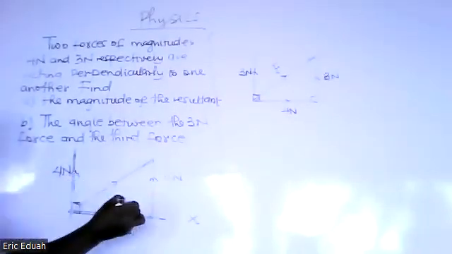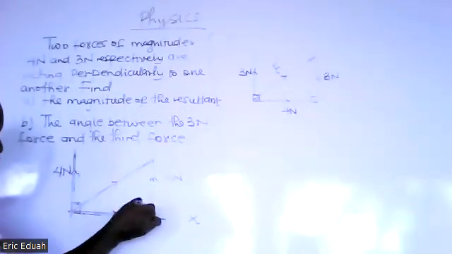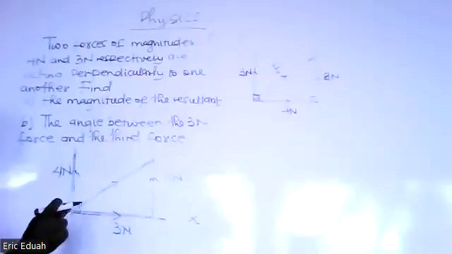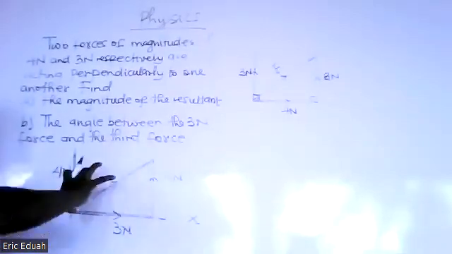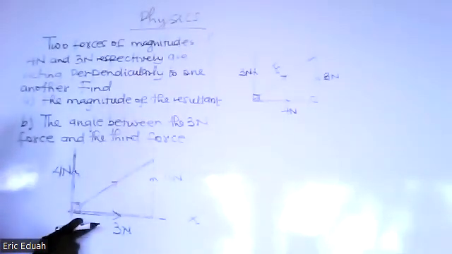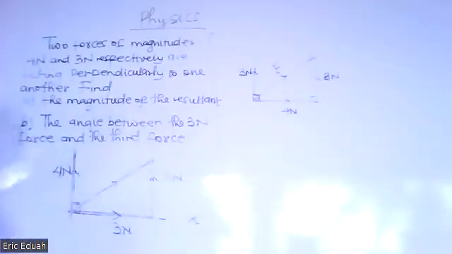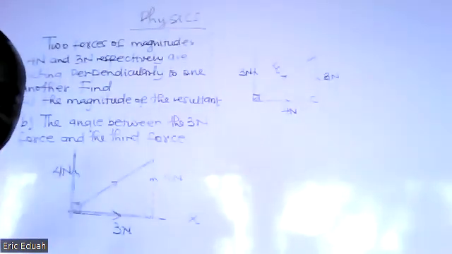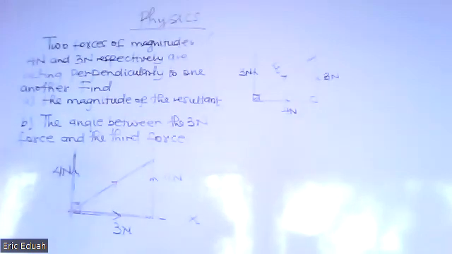Yes. And they are perpendicular. Now you see what we've had. By going through this method, we've had a right angle triangle. And now we can confidently apply Pythagoras theorem.